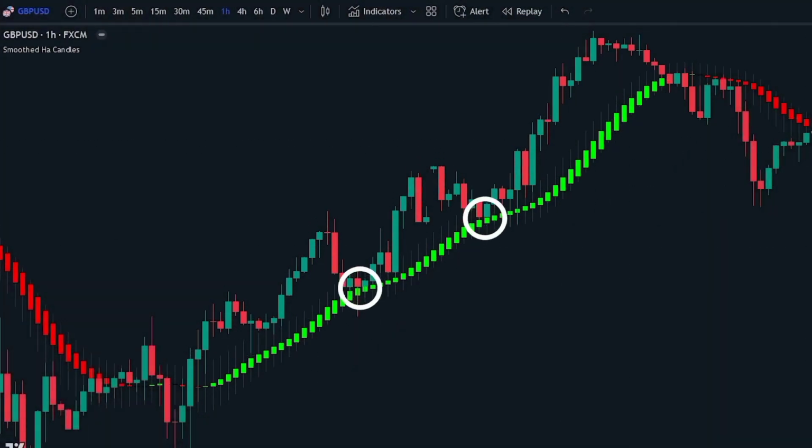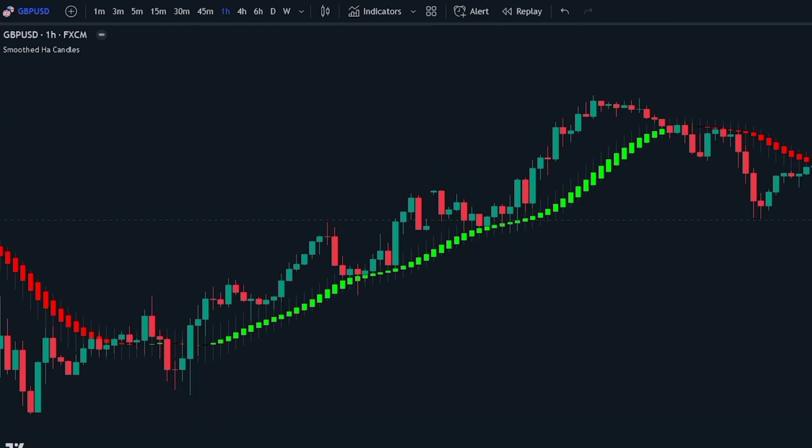However, during this uptrend, we can see that the price made multiple pullbacks to the smooth Heiken Ashi candlesticks. Once these pullbacks were made, the price continued in the upward direction, showing us how the indicator can be used to spot support and resistance zones.